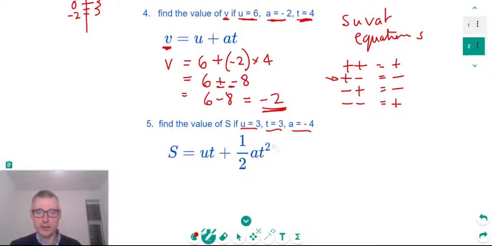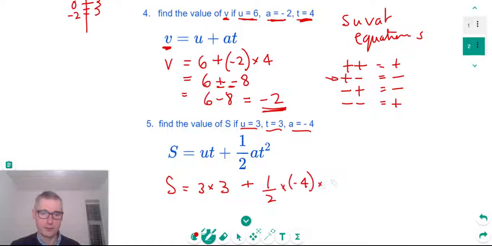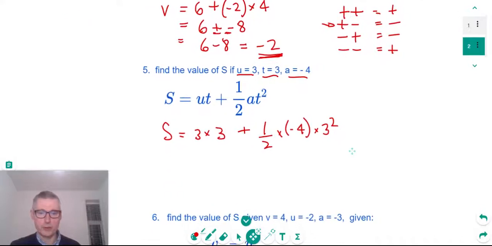So I'm going to again write these into this formula here. So I've got s is equal to, so u is 3 times by t, which again is 3. And then we've got plus a half times by the value of a. Now I'd just like to put that in a little bracket because it's negative. And then times by 3 squared.